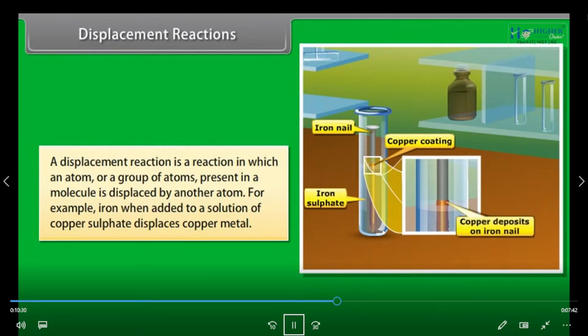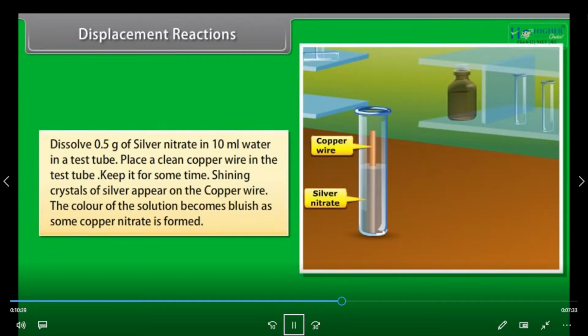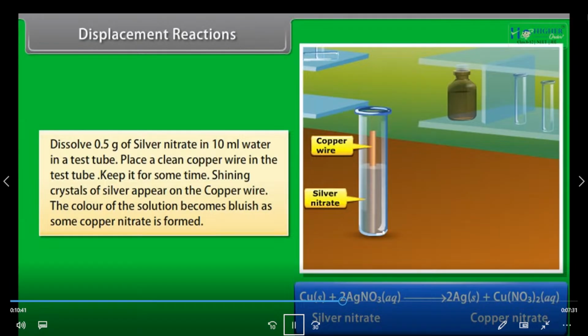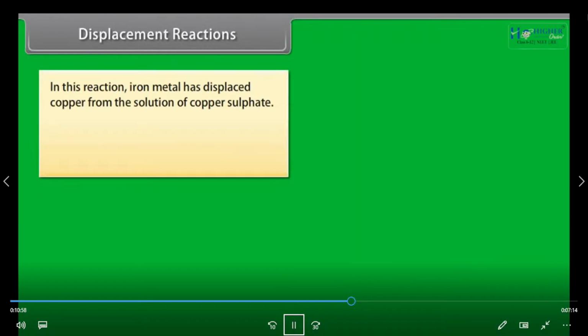For example, iron when added to a solution of copper sulfate displaces copper metal. Dissolve 0.5 gram of silver nitrate in 10 ml water in a test tube. Place a clean copper wire in the test tube. Keep it for some time. Shining crystals of silver appear on the copper wire. The color of the solution becomes bluish as some copper nitrate is formed. In this reaction, iron metal has displaced copper from the solution of copper sulfate.